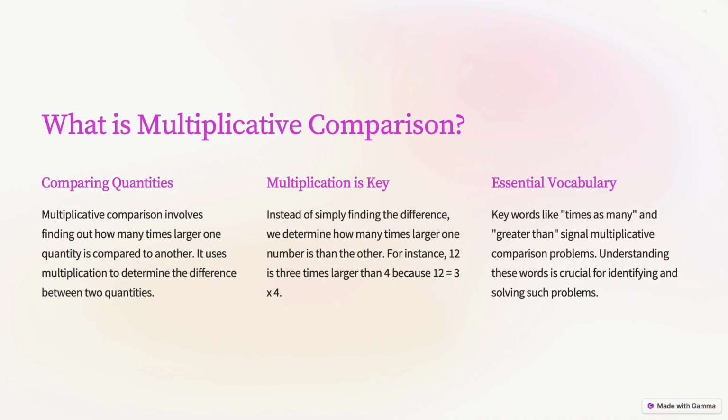What is multiplicative comparison? Comparing quantities. Multiplicative comparison involves finding out how many times larger one quantity is compared to another. It uses multiplication to determine the difference between two quantities. Multiplication is key. Instead of simply finding the difference, we determine how many times larger one number is than the other. For instance, 12 is 3 times larger than 4 because 12 equals 3 times 4.